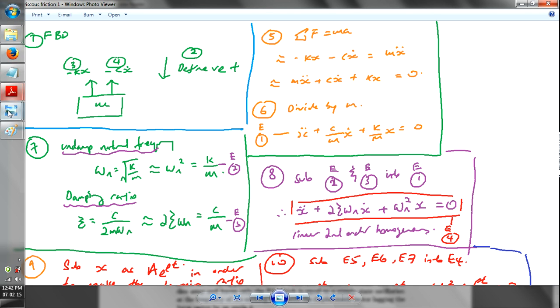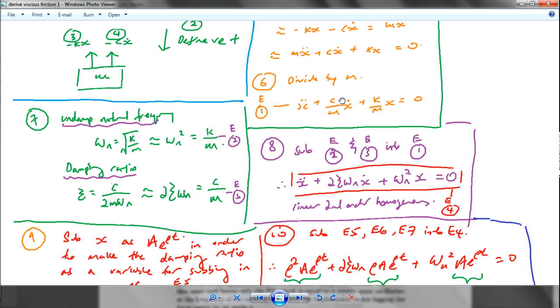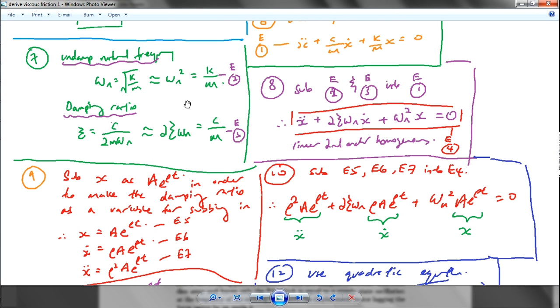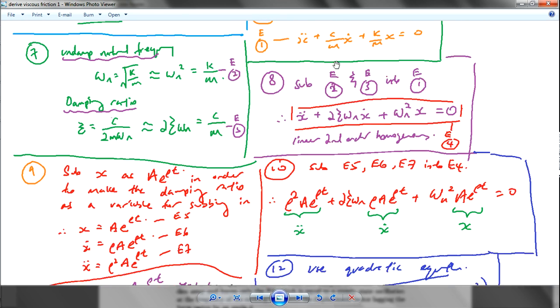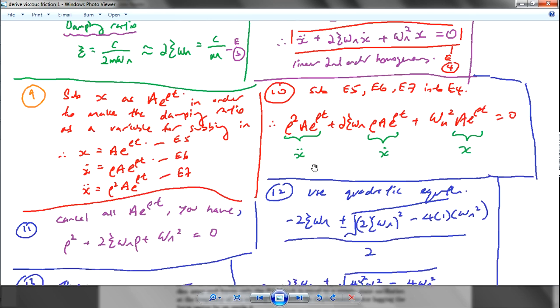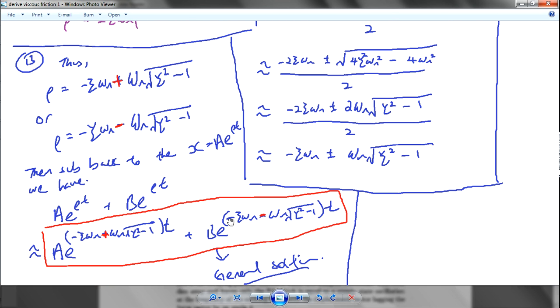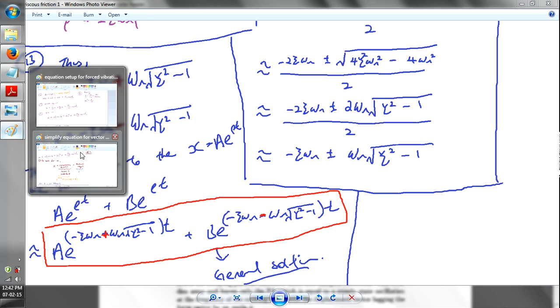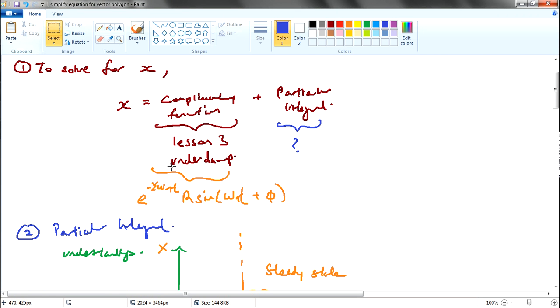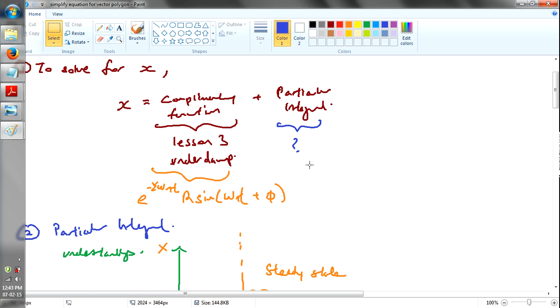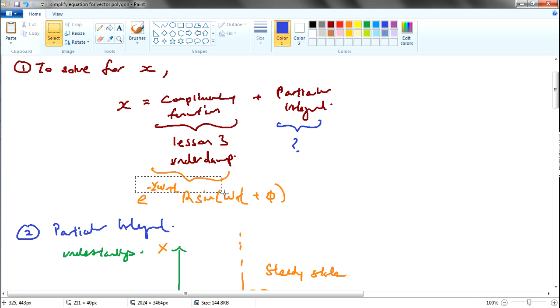So this concept can be used for our complementary function, and when you do all these things, you solve using the quadratic equation. Eventually you get the general solution, and when you sub in your damping factor, if your damping factor is less than 1, you get underdamped. So this is why we have this thing over here. If you forget, you can head back to the previous lesson and check it out. This is just a brief talk about that.